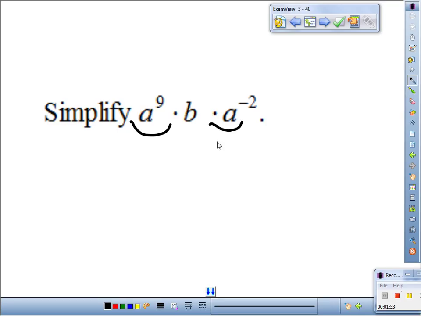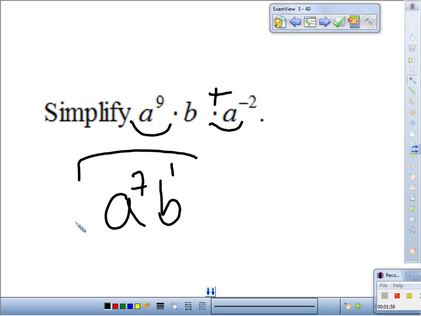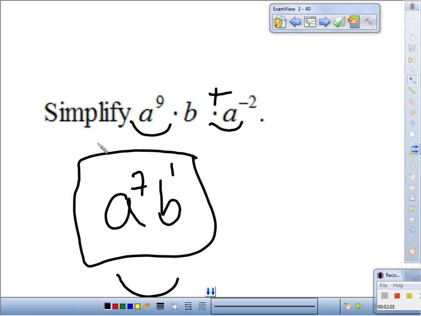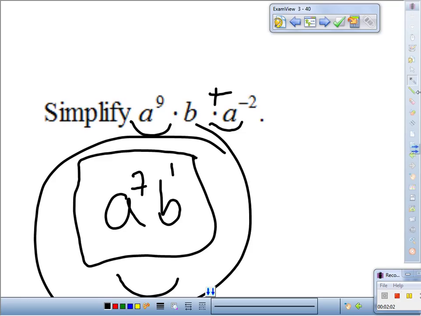Simplify. A are the same base. 9 plus negative 2, that's 7. Bring down the b, or b to the first. Hands if you got that. All right.